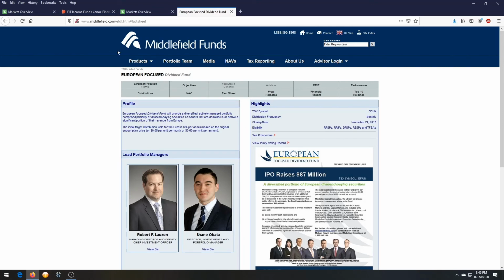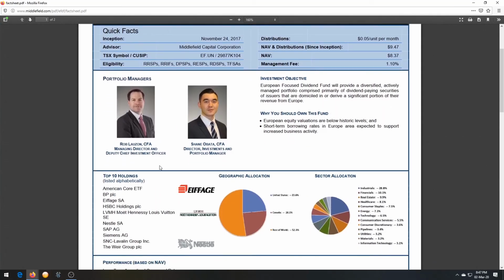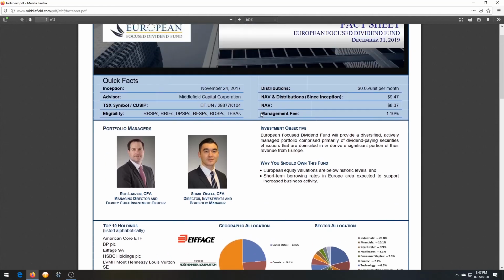So if we go on the website of this fund, this fund is managed by Middlefield Funds, and you can see all the information you need. I usually always look for the fact sheet. That's where they have a little sheet with condensed information on the fund. So you have all the information you need to know. Here are some of the companies, the top 10 companies, and you'll see a lot of them are European. The geographic allocation, so in this case 52% of the companies are non-Canada, non-US, which makes total sense because we expect there to be a lot more European companies. And you'll also get the management fee. As you can see here, the management fee is 1.1%.